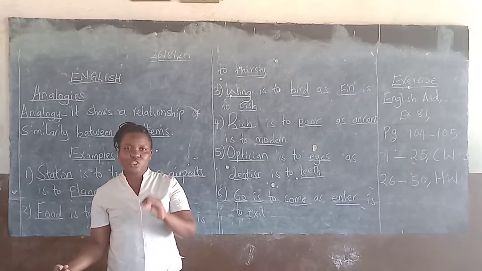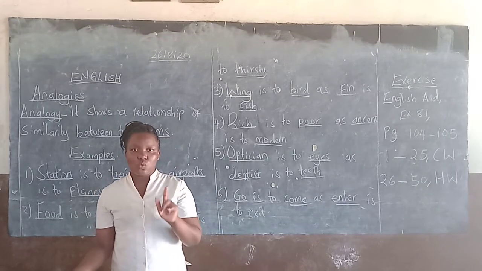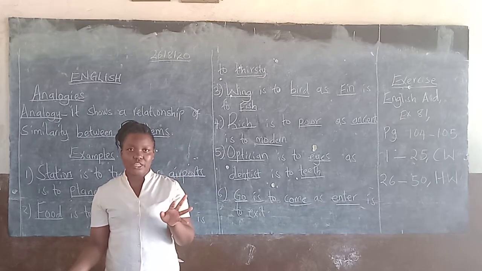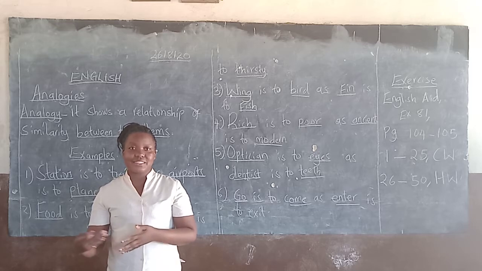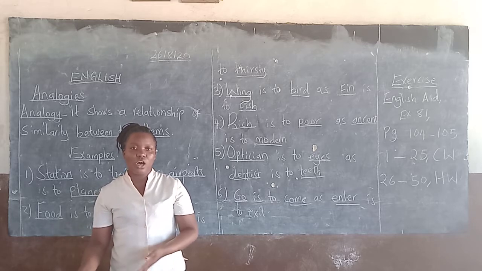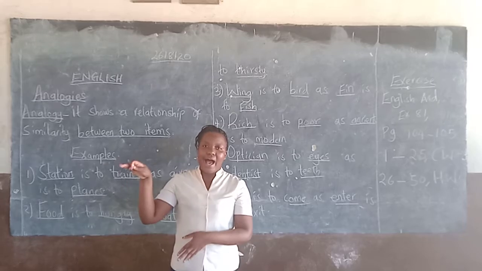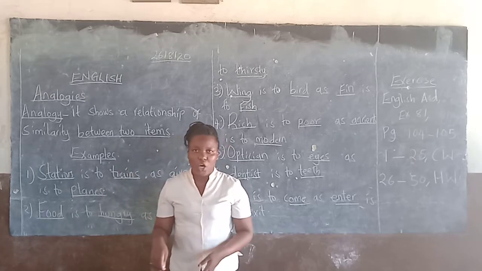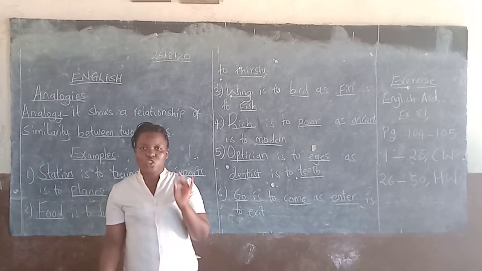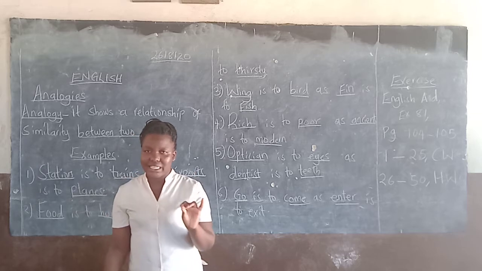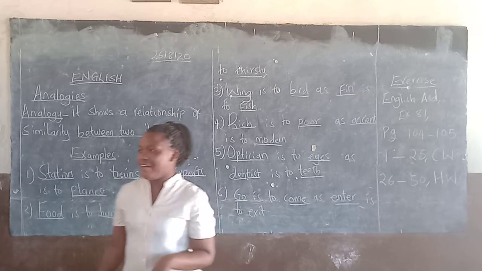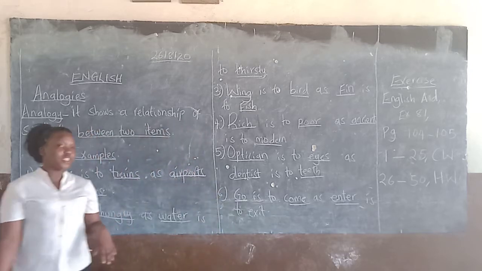So short and tall, those are two words which show a relationship. And in this case, it is the opposite, because we know the opposite of short is tall, and the opposite of strong is weak. So that is what analogies are. So we have a few examples here on the chalkboard.